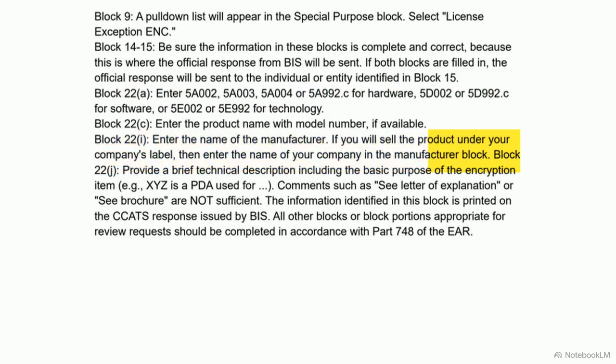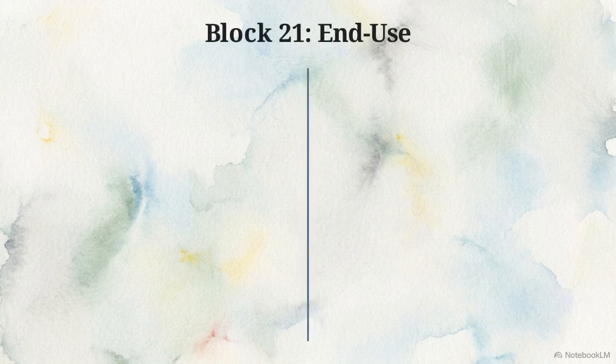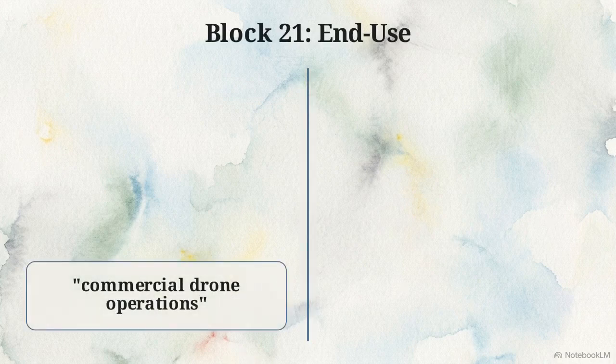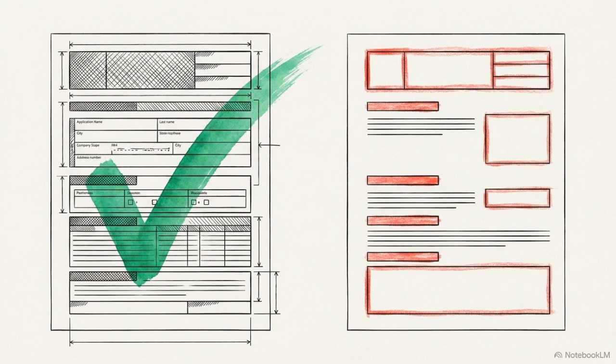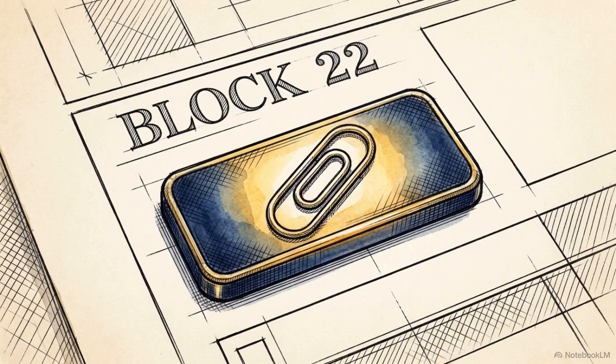Furthermore, the warning notes typing "See brochure" is strictly prohibited. Parameters must be fully typed out. Block 21 requires defining the exact end use. Submitting a generic phrase like commercial drone operations is a failure point. Instead, provide a highly specific application, like autonomous pipeline corridor inspection. This proves to reviewers the technology isn't for a dual-use military application. Inputting exact granular data in these blocks keeps your application moving forward. Vague answers bury it in administrative scrutiny.